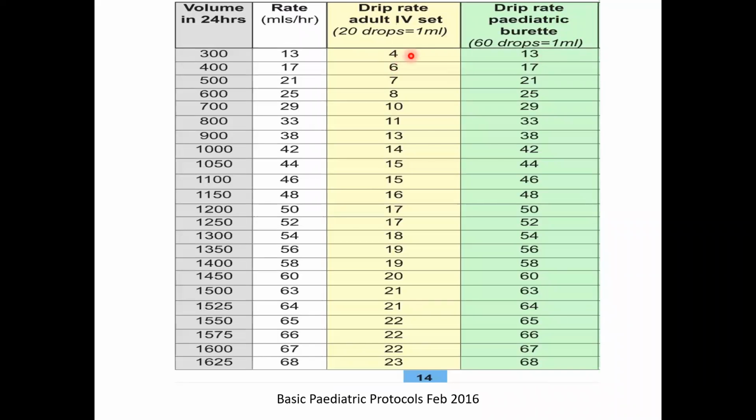So if we take our patient, for example, who requires 5 mils per hour, it means if you're using a pediatric burette, it will be 5 drops per minute. But if you're using the adult giving set, then it will be about 1 to 2 drops per minute, which is very tricky. So it's always advisable to use the pediatric giving set. So this reference is available in the pediatric basic protocol. So always utilize it. Can you launch the next question?